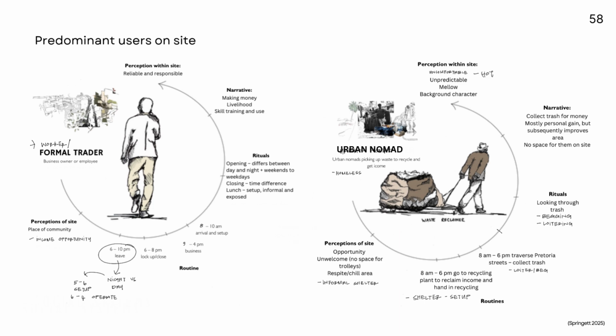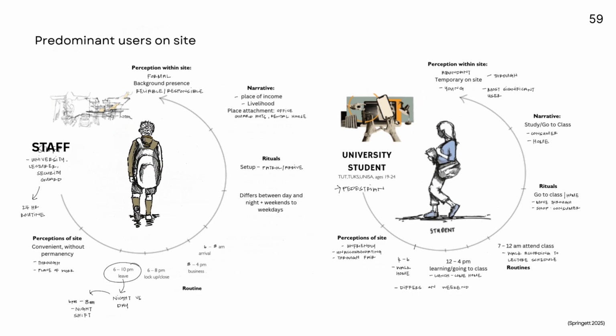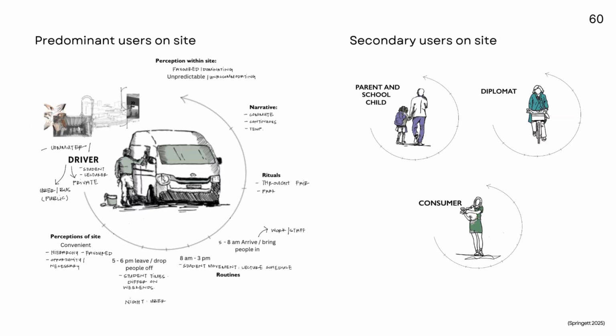These predominant users include the worker or formal trader, the urban nomad, the staff member, which can be university-affiliated members or general staff or security working in the site area, the university student from various institutions in and around Pretoria. This user is typically characterized as pedestrian on the focus site, but can also be vehicle users. And the driver or commuter. These are typically taxi or bus drivers, which are dominant and tend to be highly favored on site. The secondary users on site are less prevalent or occur in specific areas of the site only. They include parents and school children, diplomats, and consumers.